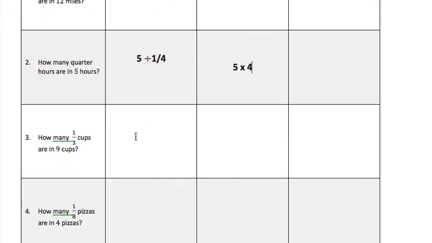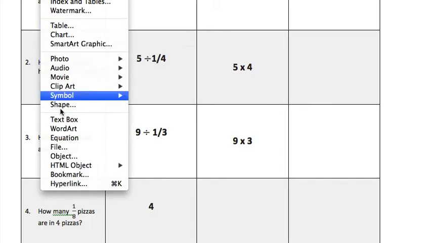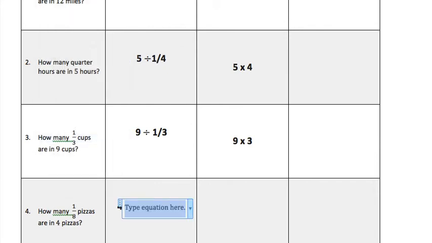Question 3, how many 1/3 cups are in 9 cups? Again, we'd take the 9 cups and we would divide it by 1/3. Or as a multiplication statement, we could write it as 9 times 3. Number 4, how many 1/8 pizzas are in 4 pizzas? We would take our 4 pizzas and divide it by 1/8. As a multiplication statement, we could say 4 times 8.